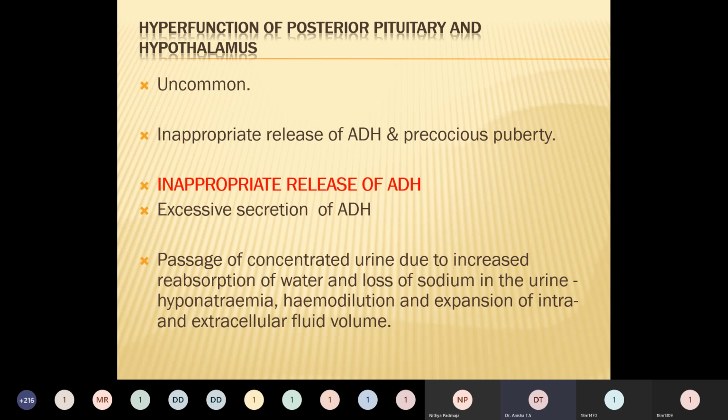So I told you antidiuretic hormone helps in the reabsorption of water. So there's passage of concentrated urine due to increased reabsorption of water, and there's loss of sodium in the urine. Okay, and that leads to hyponatremia. So hyponatremia might have its own side effects, and there's hemodilution because so much water is being reabsorbed, and there's expansion of the intracellular and extracellular space. Okay, because of the increased fluid which is being reabsorbed.